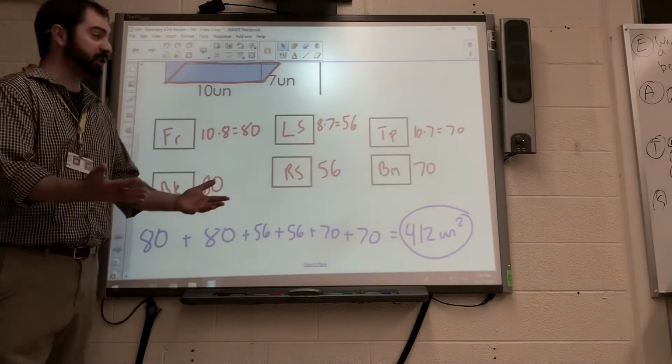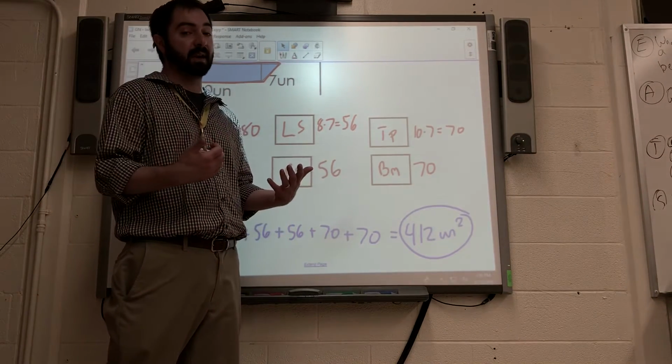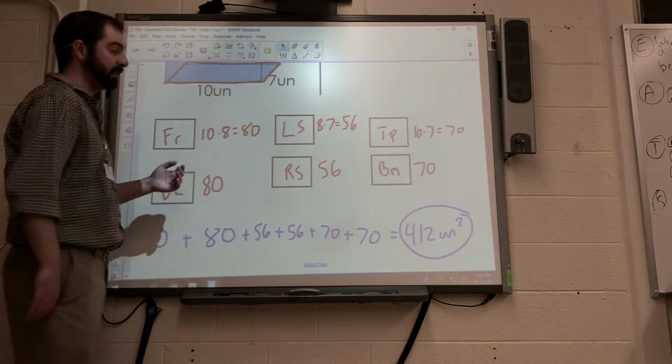All right, again, just break the shapes apart, find each individual length and width. Once you have all 6 sides of a rectangular prism, or 5 sides of a triangular prism, you have the answer. Just add the areas together.